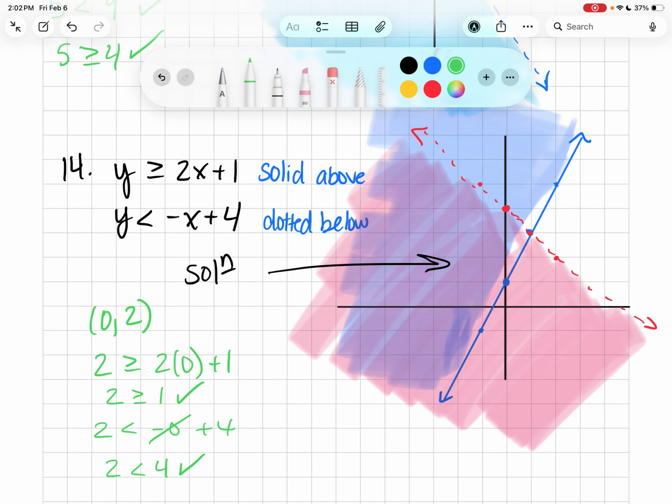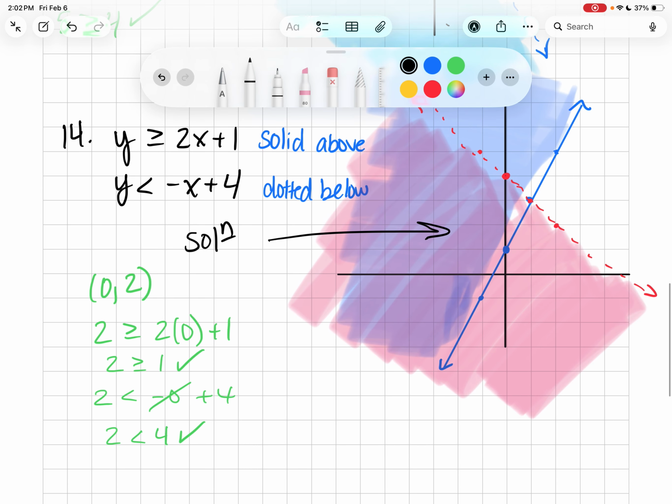Are we tracking? Yeah, I think it's pretty easy. Is this all we're doing?